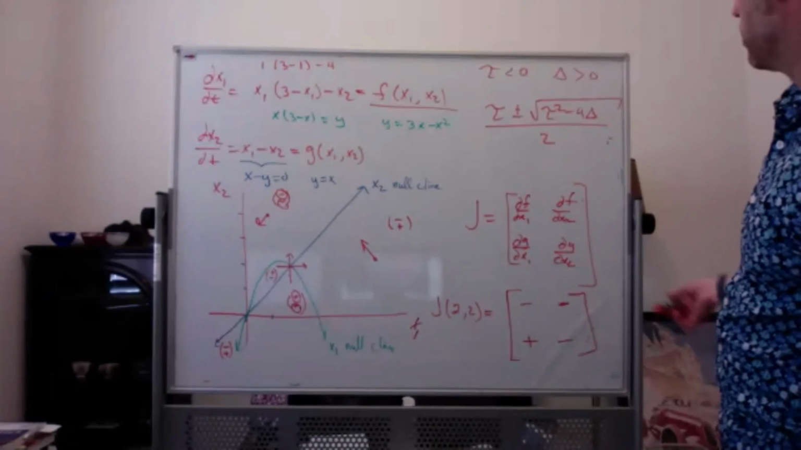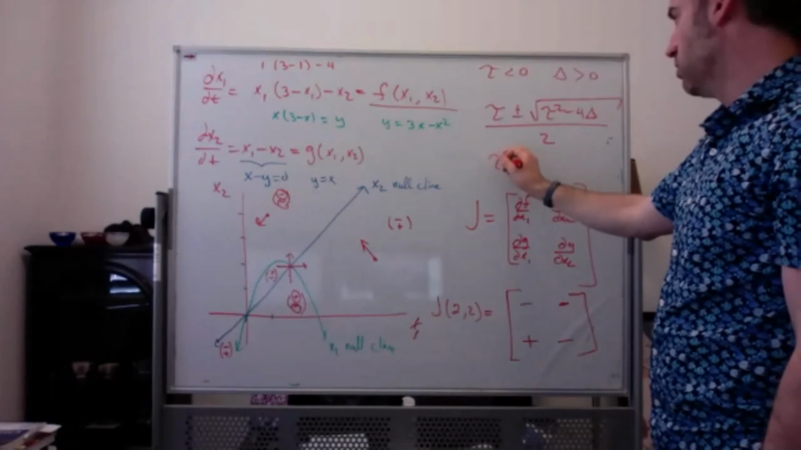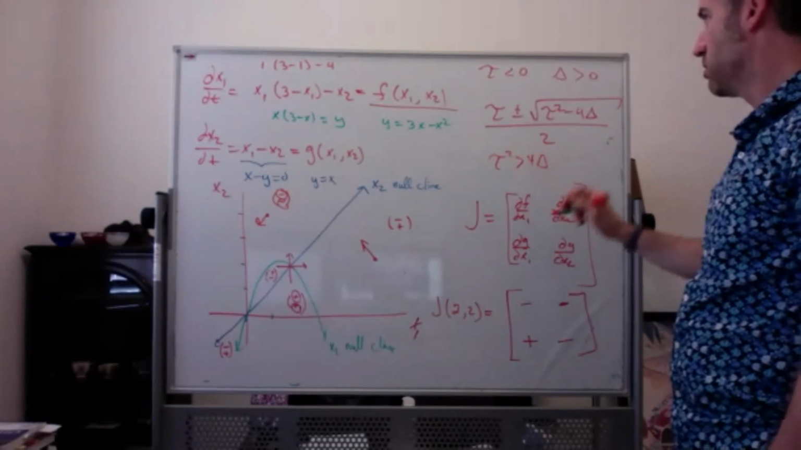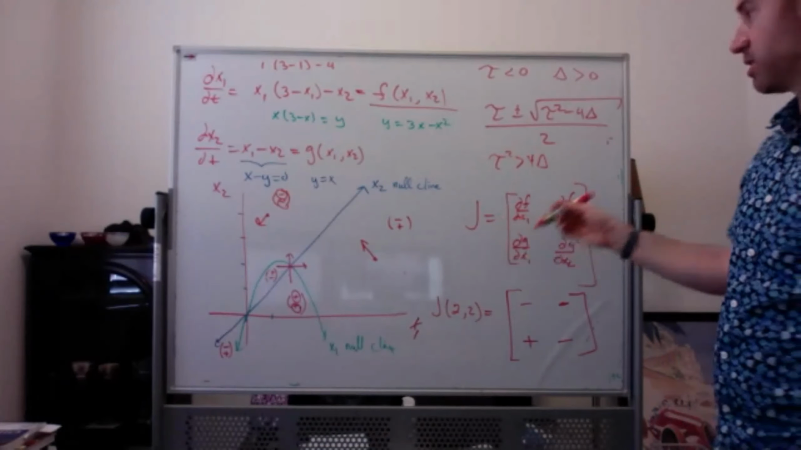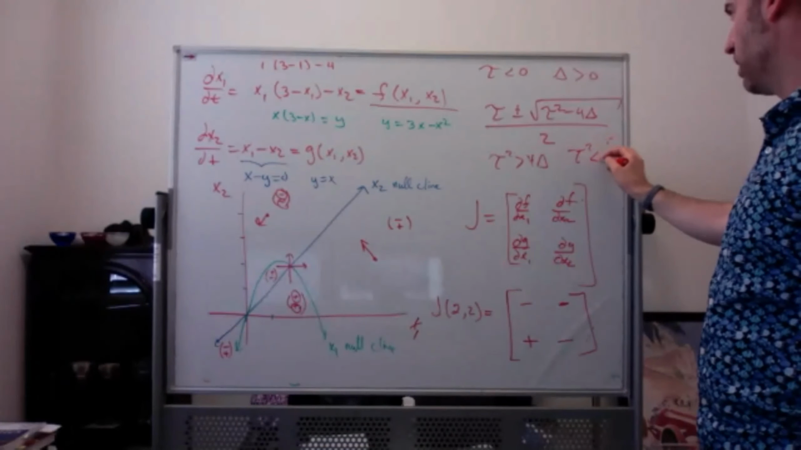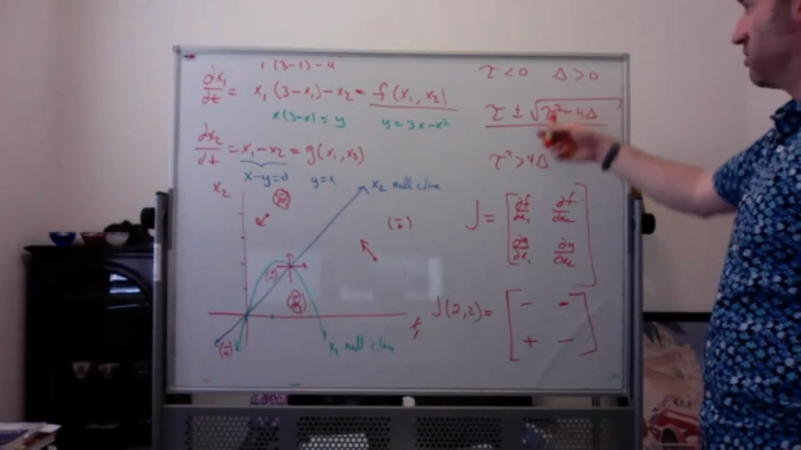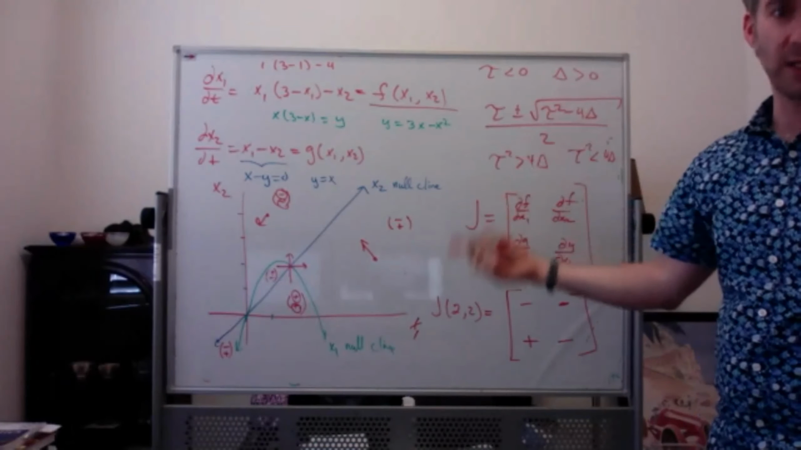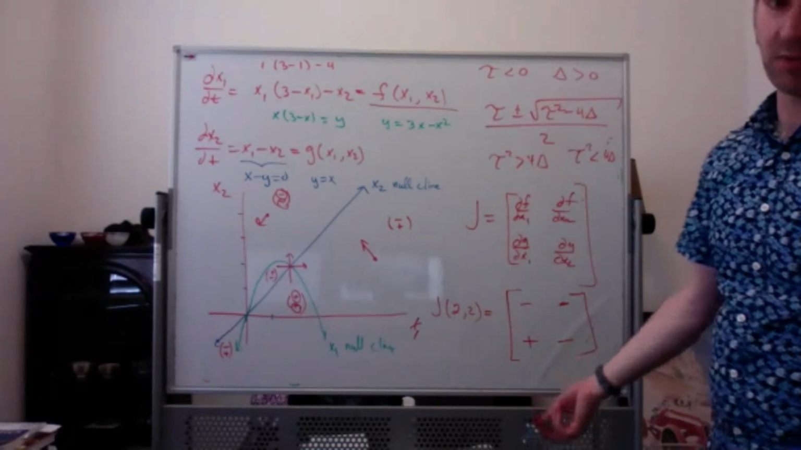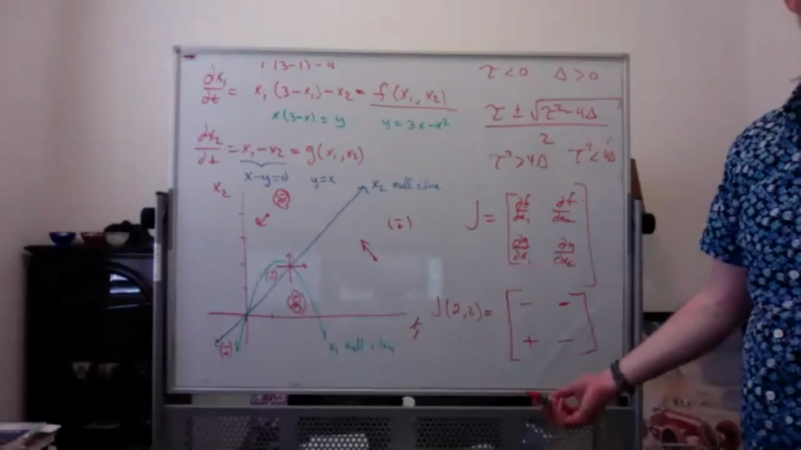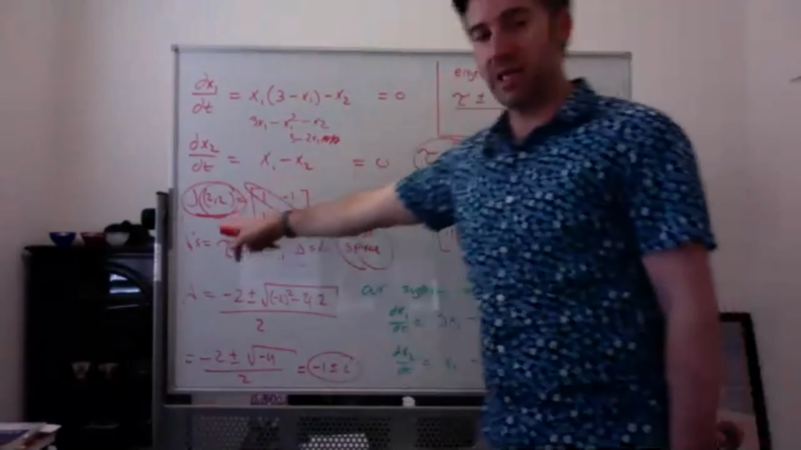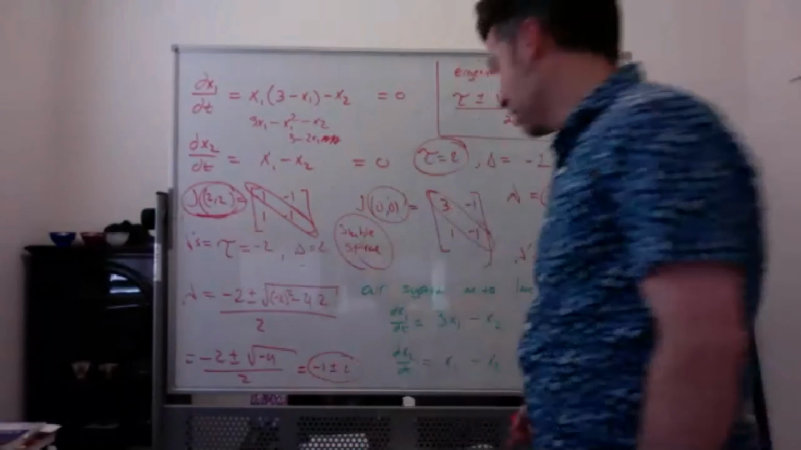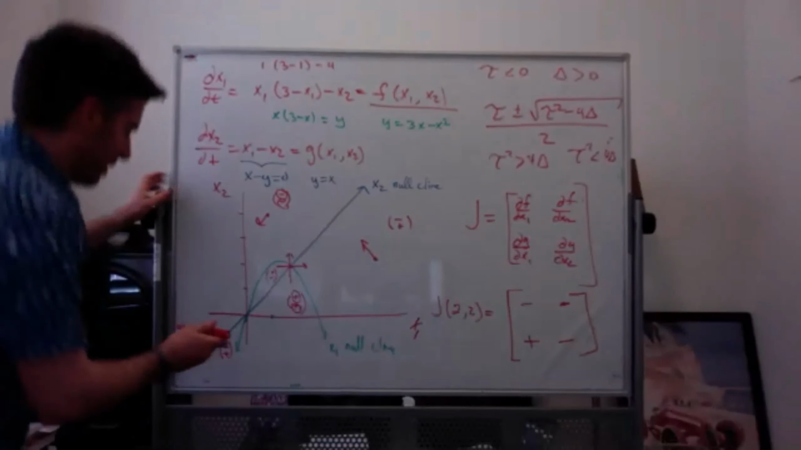If it was less than 4 delta, then the discriminant would be negative, and so we'd have imaginary eigenvalues, so we would have a stable spiral, which is what we actually have there. Yeah, we had a stable spiral. And then we can do the same sort of thing at 0, 0.